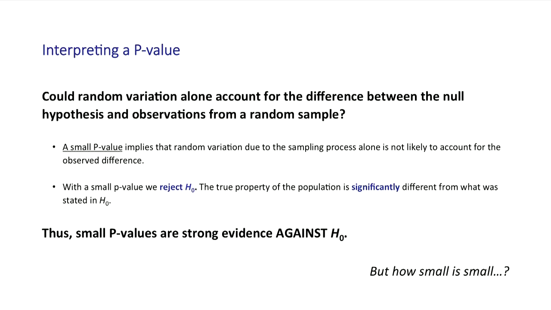And we say that the true property of the population is significantly different from what is stated in the null hypothesis. Going back to our tomatoes example, if there's only a small probability that that sample of four boxes that we took off the line could have been generated just by random chance, we just happened to get four boxes that had a lower amount of weight than the true population. If there's a low probability of that, a low p-value, then we can reject the null hypothesis that the machine is functioning properly, and we'd probably go back and recalibrate our machine.